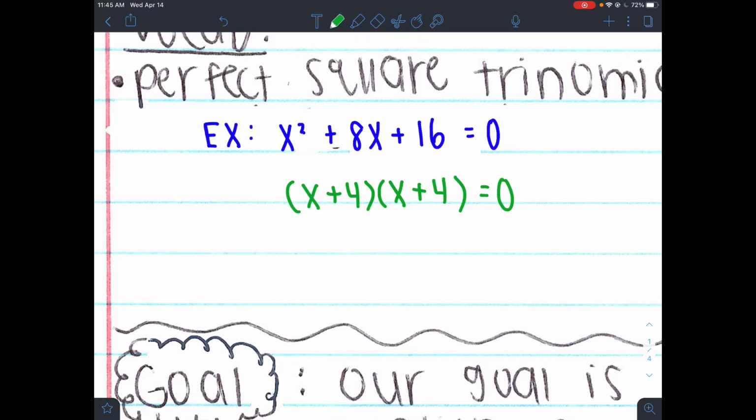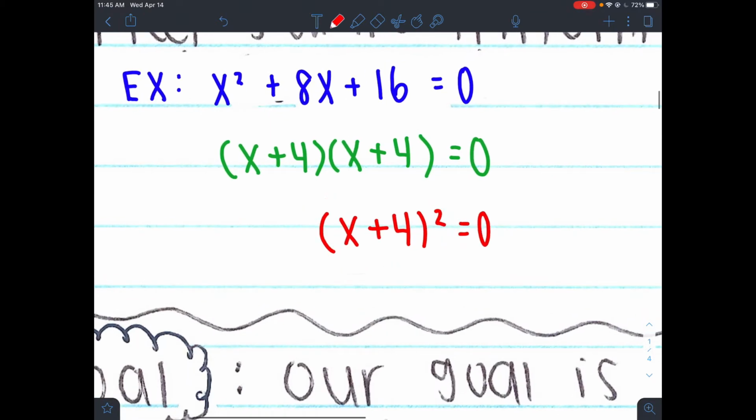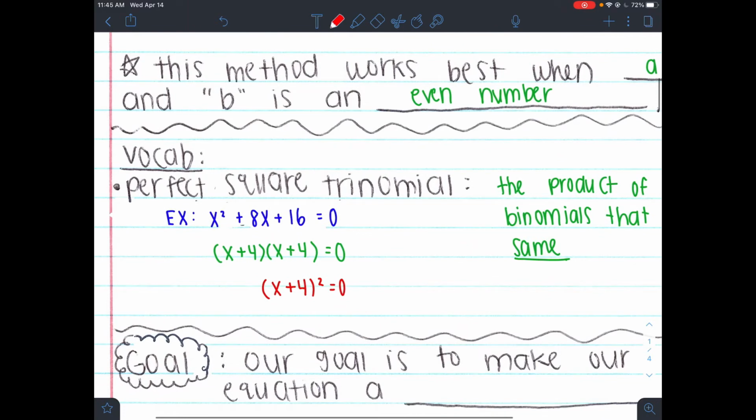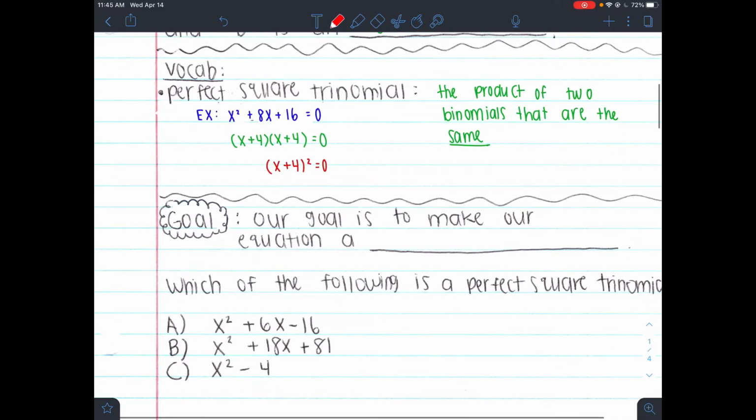And remember, what happens when we have the same thing twice? Well, you write it once, but you write it squared, right? X plus 4 squared. So this guy up here is considered a perfect square trinomial because it makes a perfect square with x plus 4 and x plus 4. So that's what a perfect square trinomial is. So we're basically going to take something that is a trinomial today and make it into a binomial that looks like that. Now, there is a shortcut, and I will show you that later.